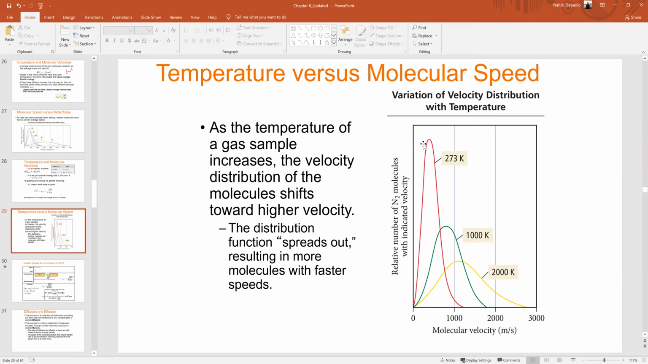So at 273, here's the distribution curve. It's very, very small, very narrow. As you increase temperature, you are increasing the average velocity, but you are also spreading out the spectra, meaning there's more degrees of freedom. Some molecules will move slower, some will move faster, but on average, they are faster at a higher temperature.